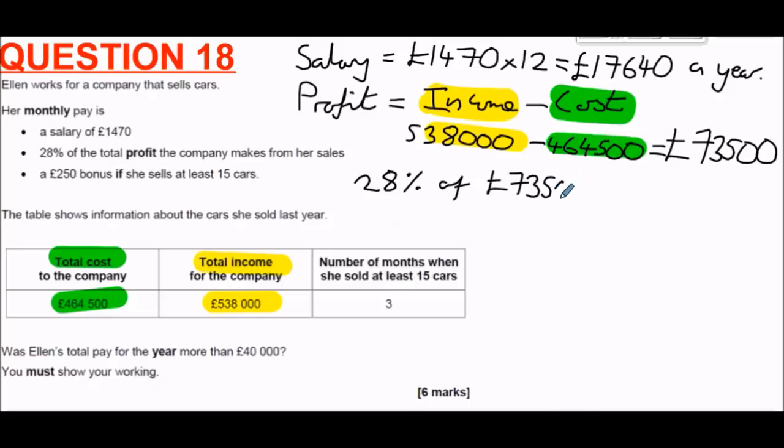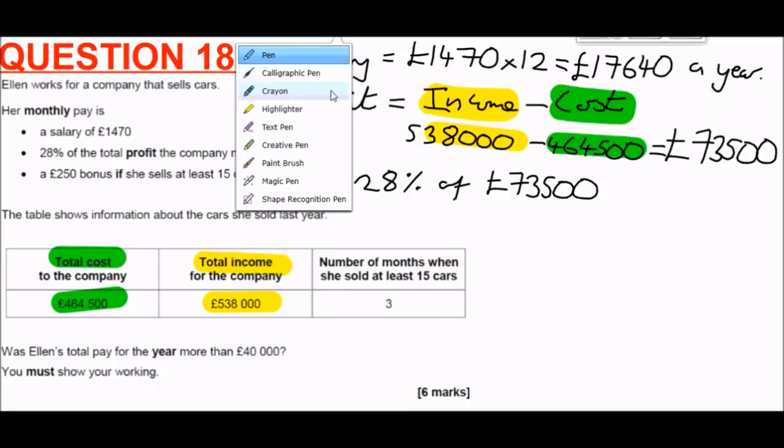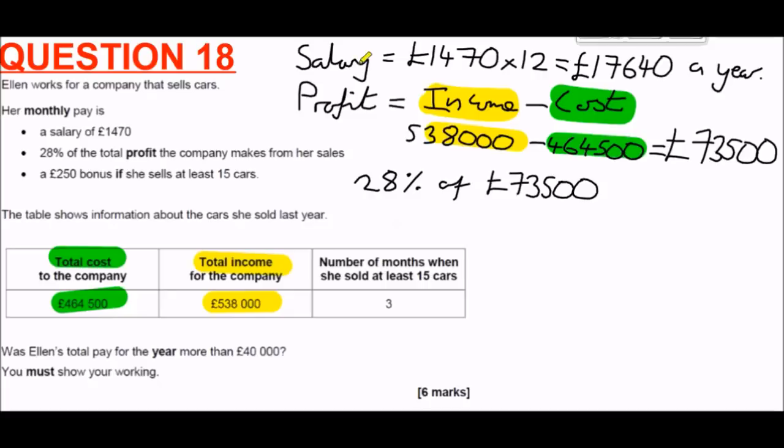73,500. We don't need to multiply by 12 though to change from months to years, because it says in the table just above it, the table shows information about the cars she sold last year. So these are already the totals for last year. So what we're going to work out here is 28% of the total profit, which we worked out from before was 73,500.